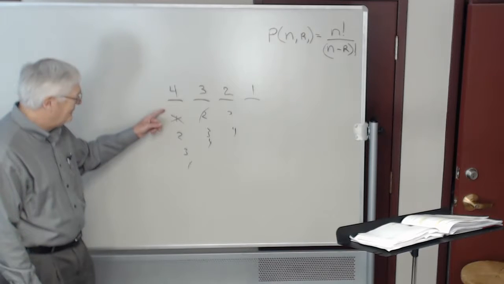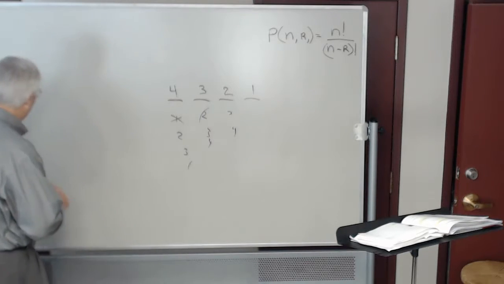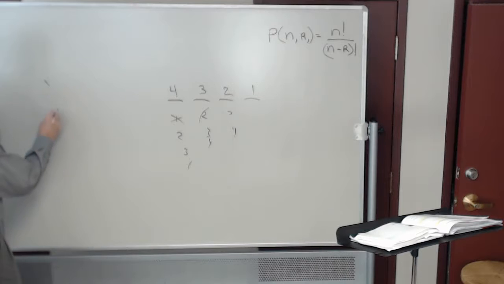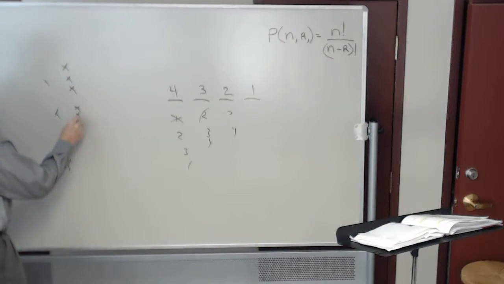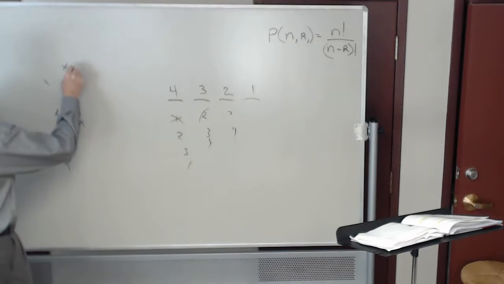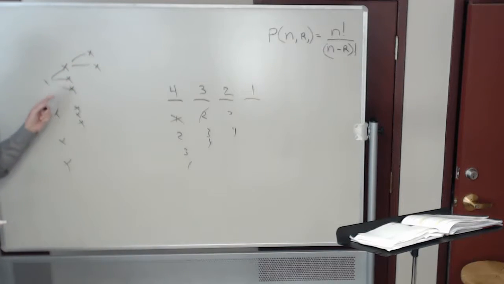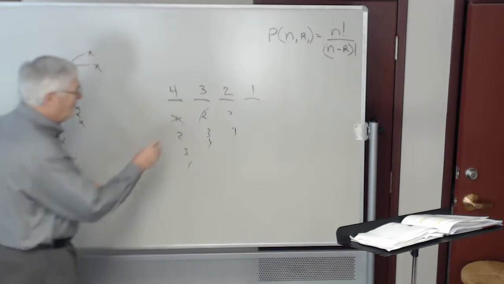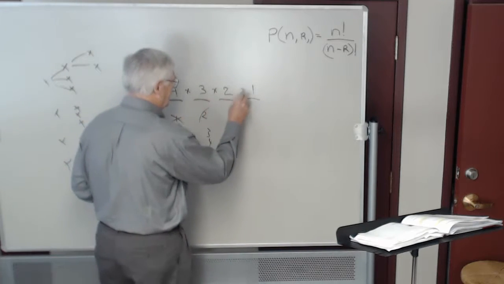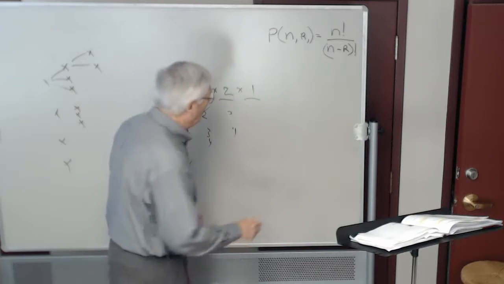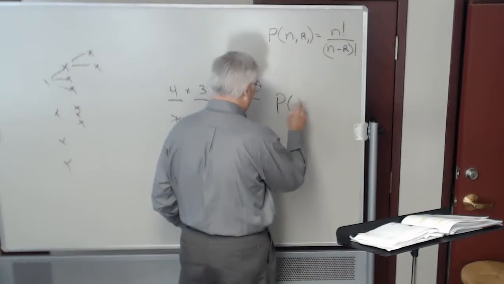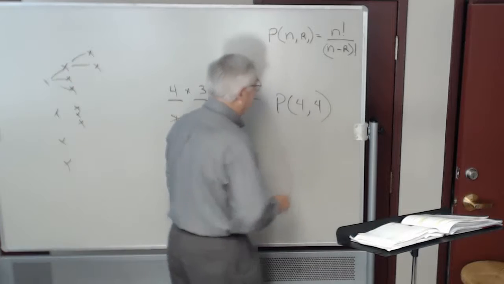I would have like 4, and then for each one of these, you see that? So it'd be that sequential counting principle. 4 times 3 times 2 times 1. Or that would be a permutation of 4 things taken 4 at a time.